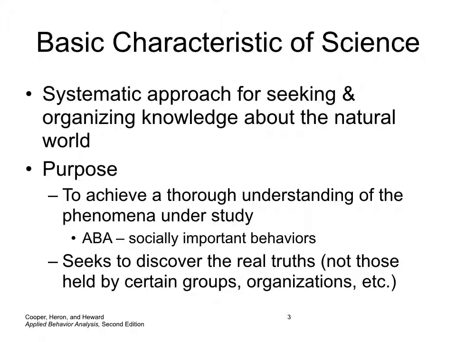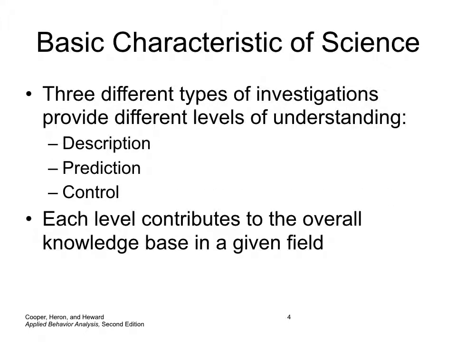In the field of applied behavior analysis, ABA, this means socially important behaviors. So in the field of applied behavior analysis, people focus on socially important behavior for stakeholders. There are three levels of understanding that yield different types of knowledge within science: description, prediction, and control, right? You read those things, right?